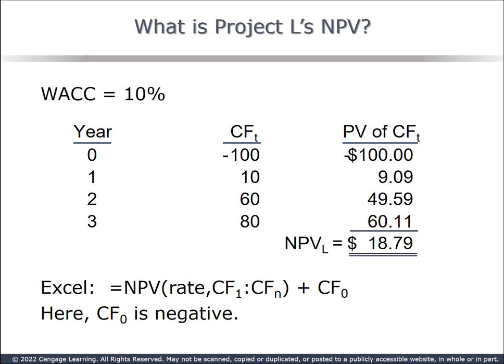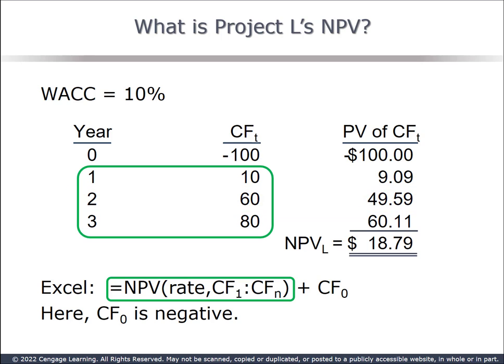Looking at Project L, here is the calculation of its net present value. Discount each cash flow and add them up. Since cash flow 0 isn't discounted, the value remains the same. Each successive cash flow is discounted by dividing by 1 plus the cost of capital raised to a power equal to the period. So the year 2 cash flow of $60 is divided by 1.10 squared.